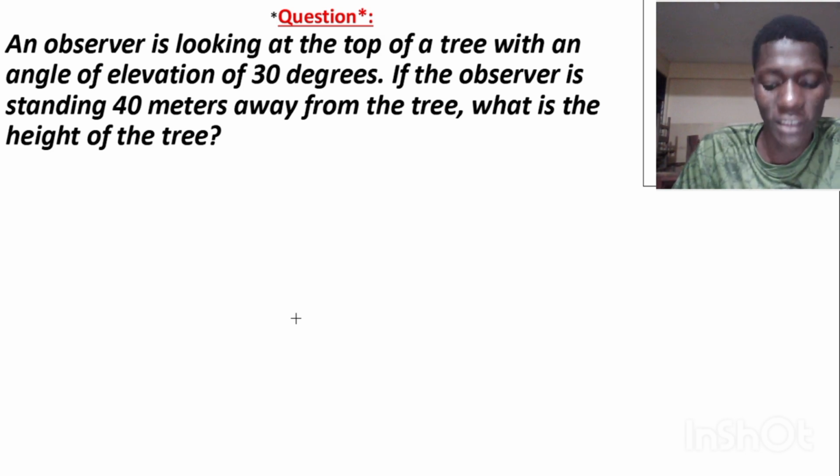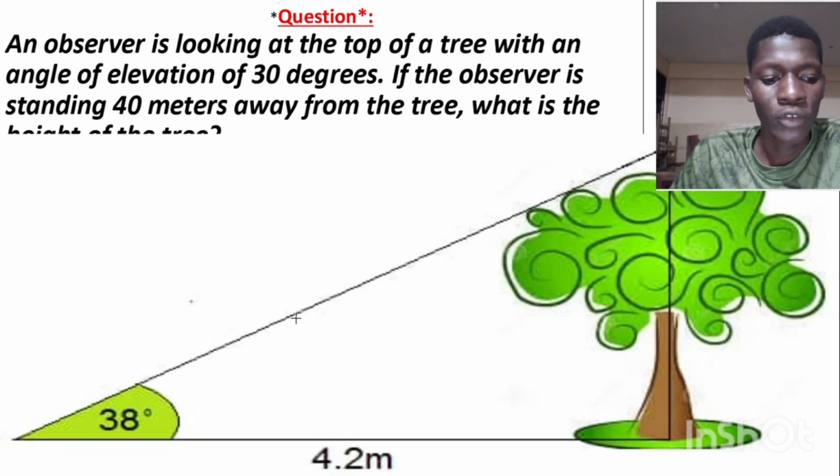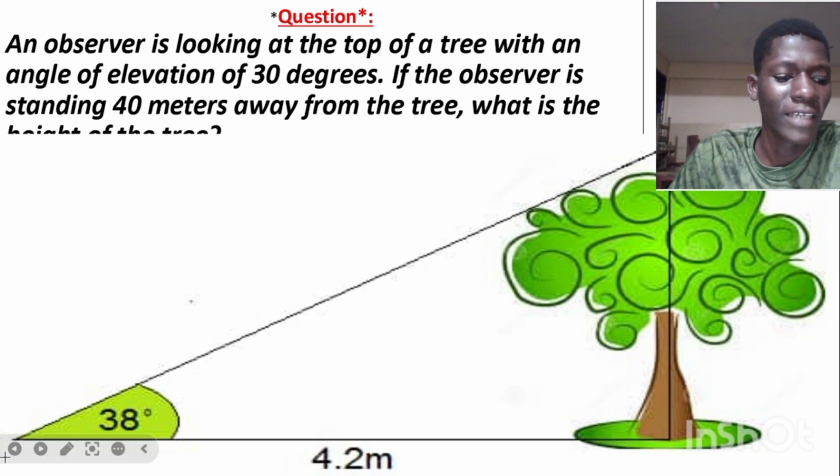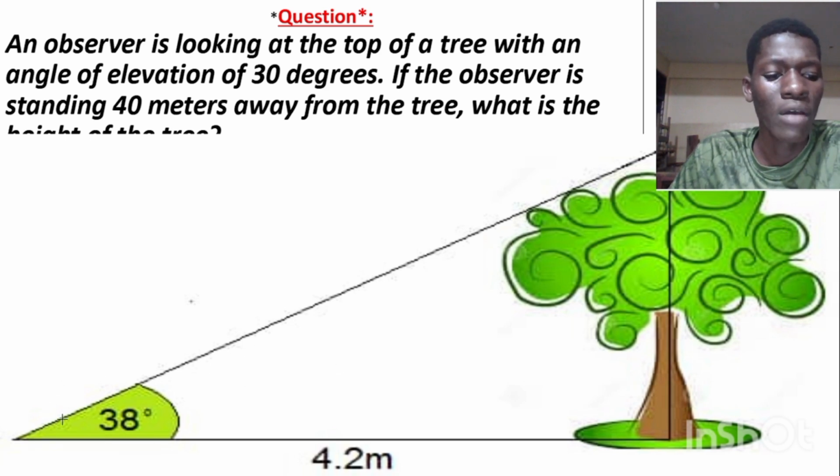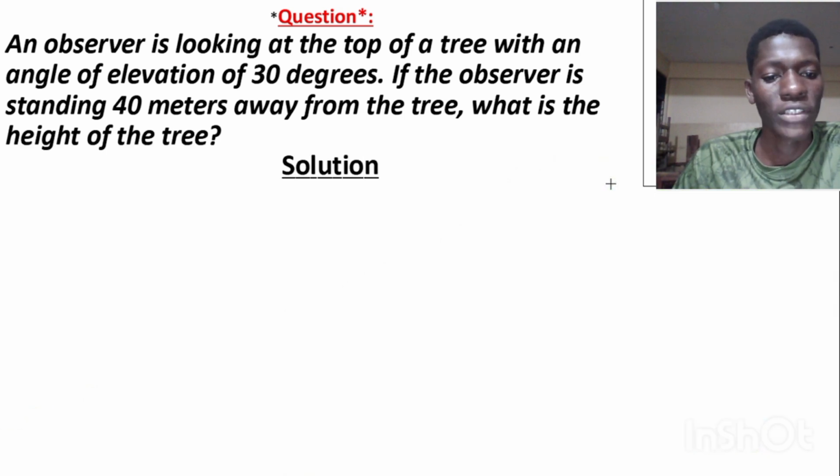So let's look at the tree. Let's say this is our tree and the observer was standing here. And let's say the distance from the observer to this tree was 40 meters away. And this angle was 30. This angle here was 30 in the question. So what they're asking us, they want the height of this tree. The height of this tree is what they're looking for. So let's solve this particular question.